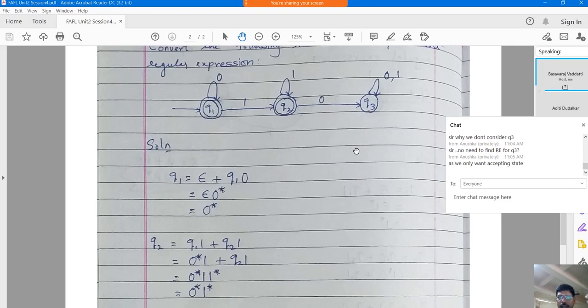There is no arrow from Q3 to Q1 or to Q2. Therefore, there is no requirement for computing the equation for Q3. Therefore, I have not written the equation for Q3. Fine, that's fine. Any other doubts?